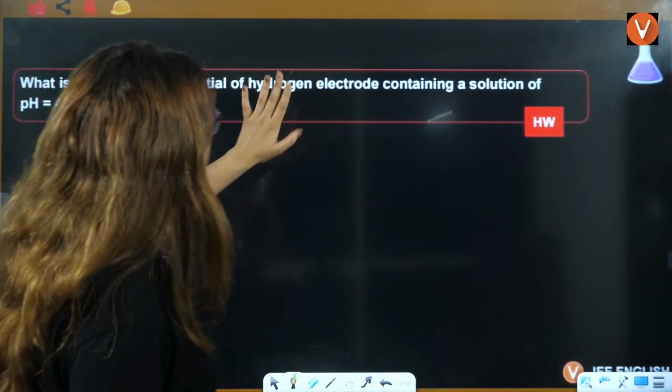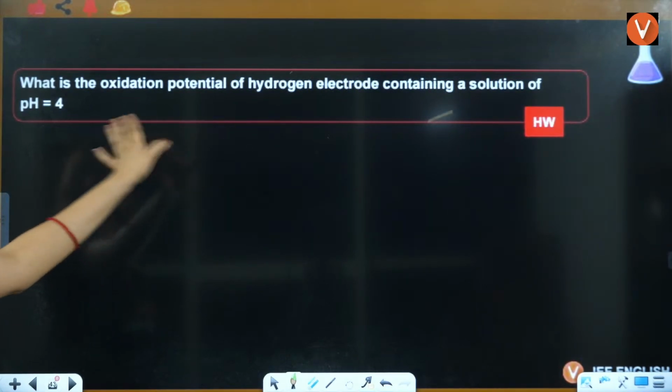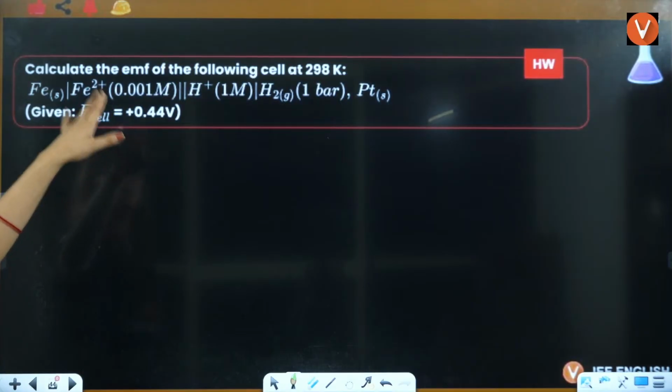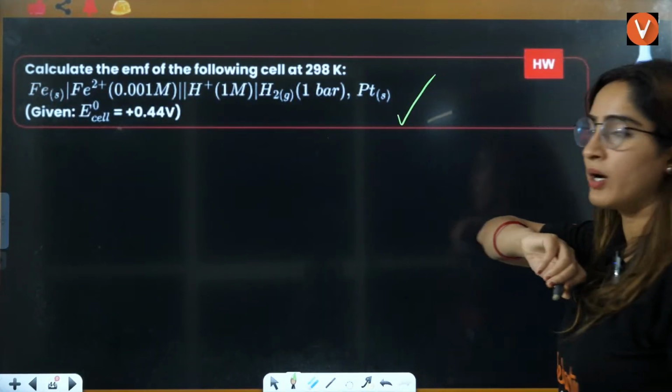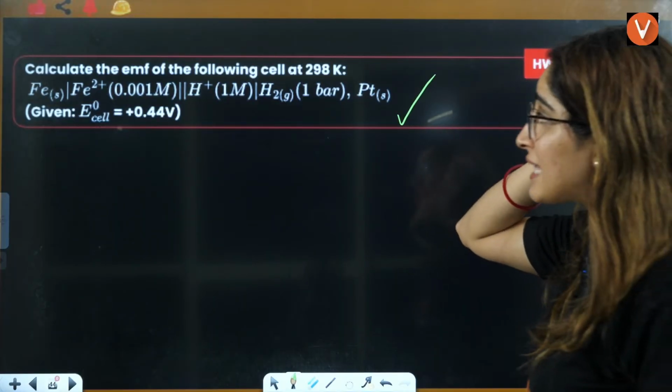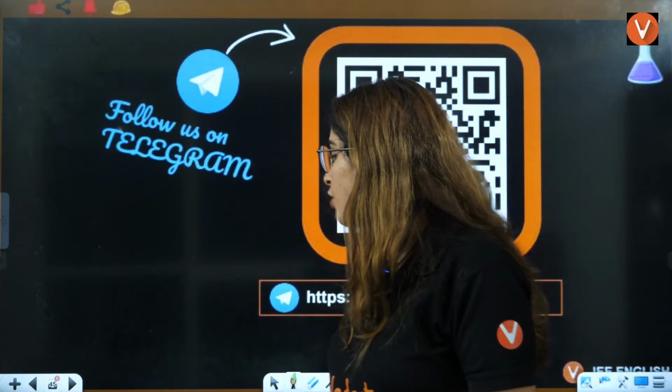So guys, this is your homework. First homework: what is the oxidation potential of a hydrogen electrode containing a solution of pH 4? Next is: calculate the EMF of the following. This is your homework number 2. And I'll see whether you guys are answering this in the comment section or not.